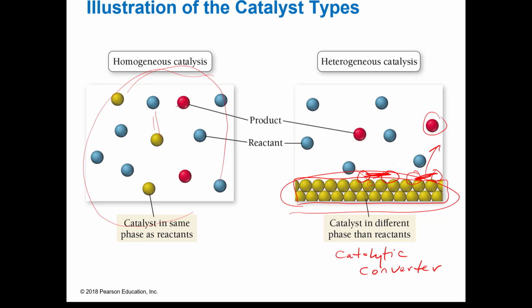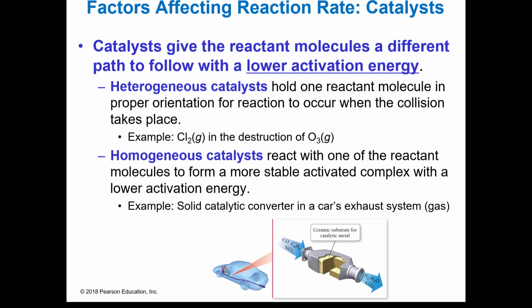So that's how catalysts work. And that's why they don't really change. They might change their form while it's happening, but then they can change right back into what they were and be ready for the next molecule. So they give them a different path to follow. They put them closer together or whatever, and so by doing that, it requires less energy for them to have to randomly meet, okay? So the heterogeneous, as I said, hold a molecule in proper orientation for the reaction to occur when it has a collision.